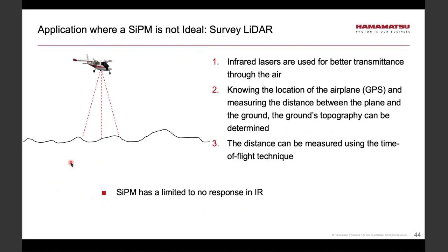And finally, we talked about LiDAR, but there's another type of LiDAR called survey LiDAR, where we use infrared radiation typically to, for example, determine the topography of the underlying surface. Since silicon photomultipliers do not have sensitivity in IR yet, these would not be well suited for this application.